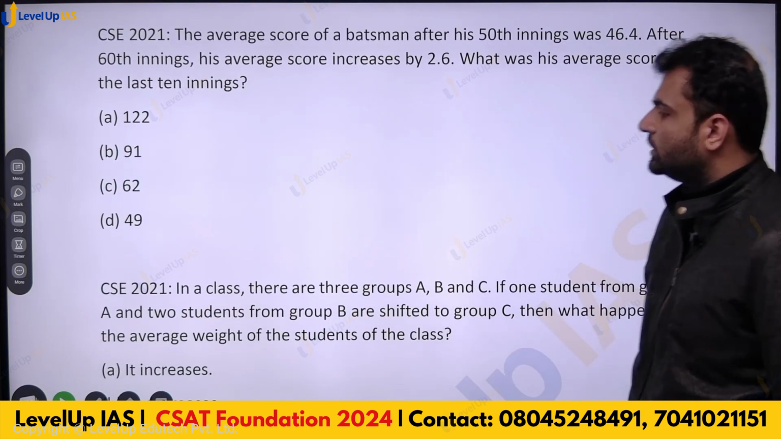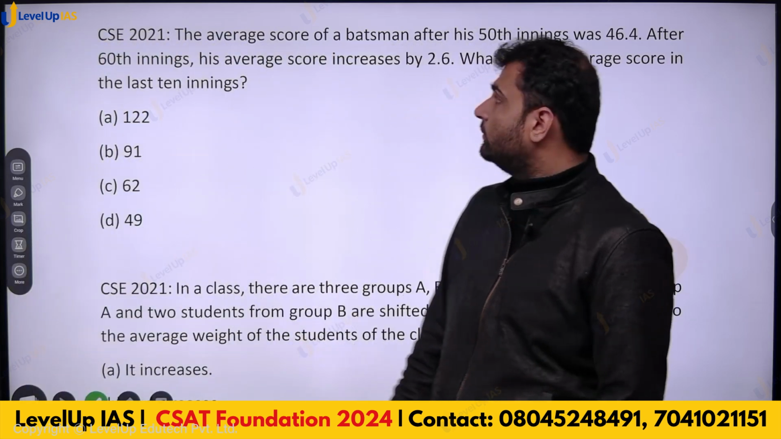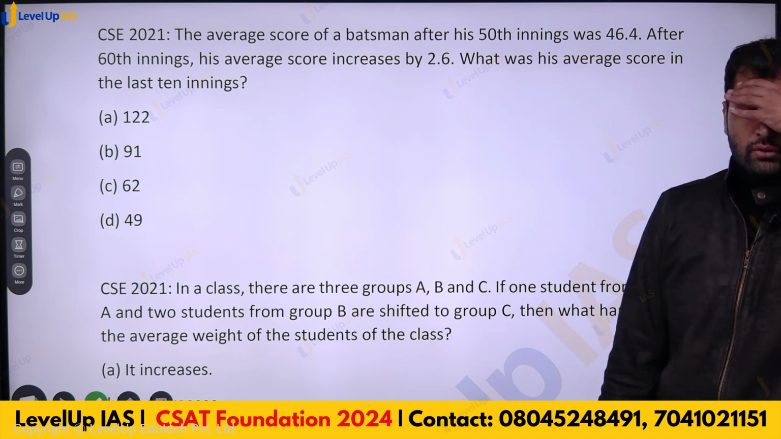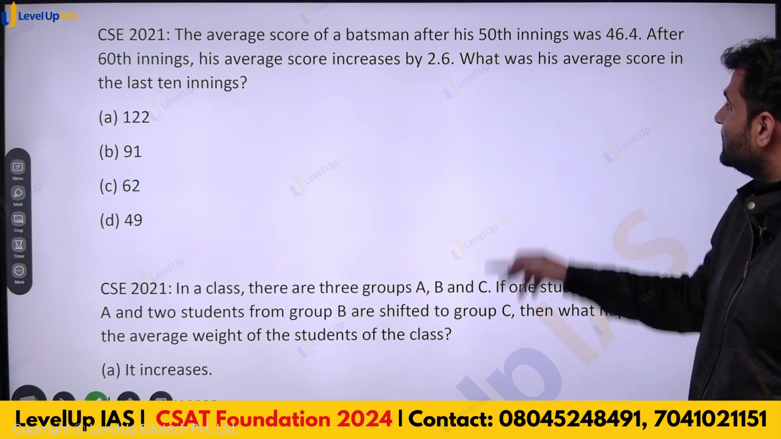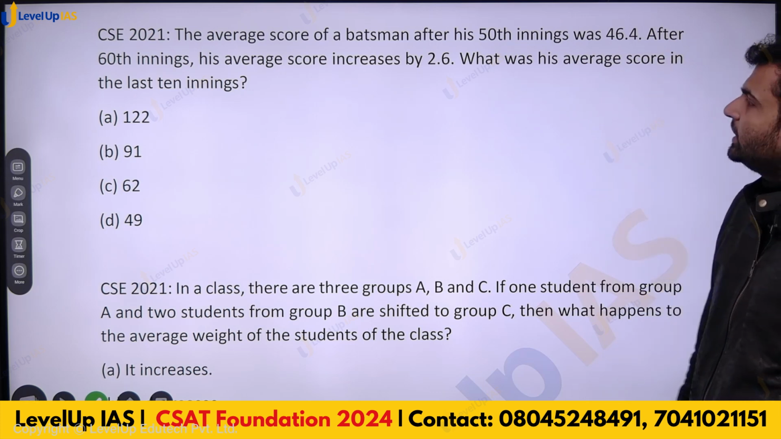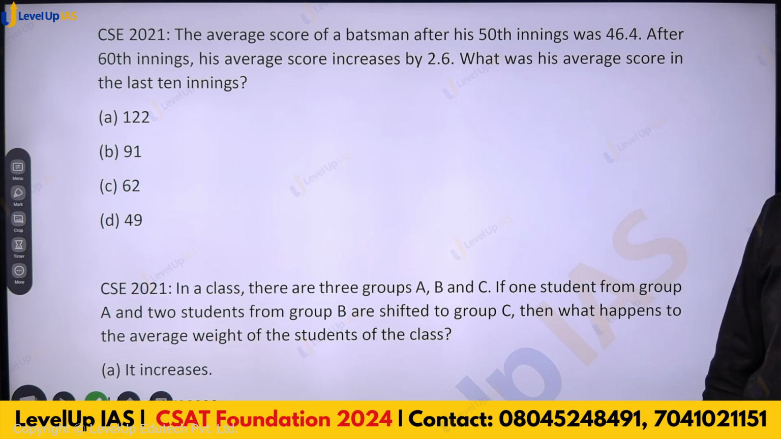Let us see the next question. The average score of a batsman after his 50th inning was 46.4. Okay, so he's probably a good batsman. After his 60th inning, his average increases by 2.6. Okay, the average has increased, so he has become a better batsman. What is the average score in the last 10 innings?